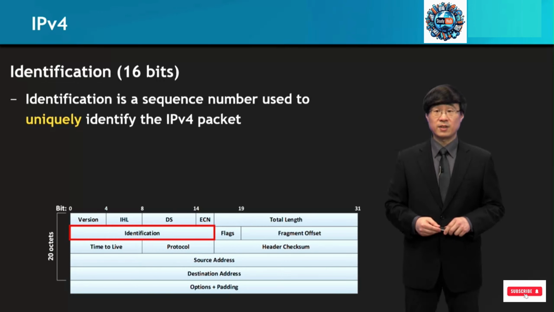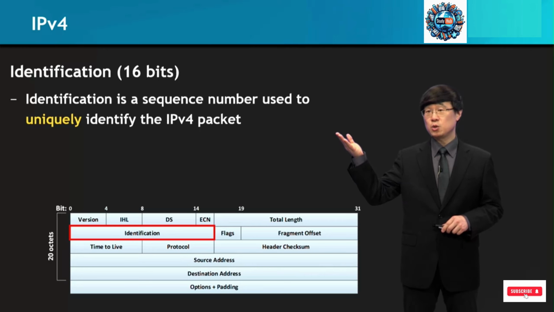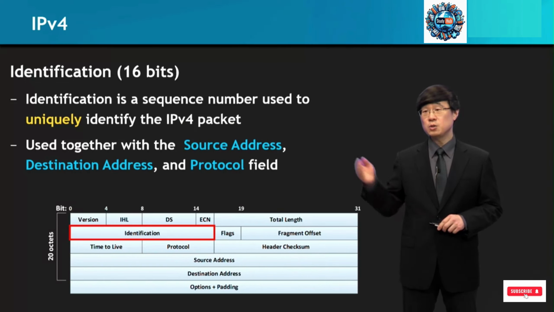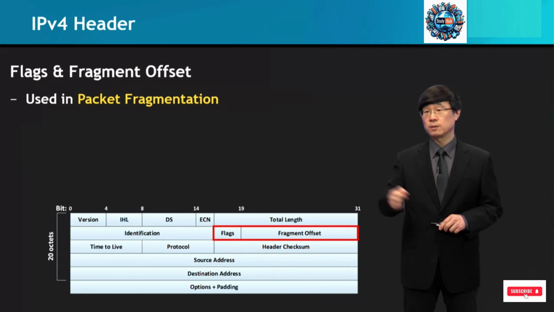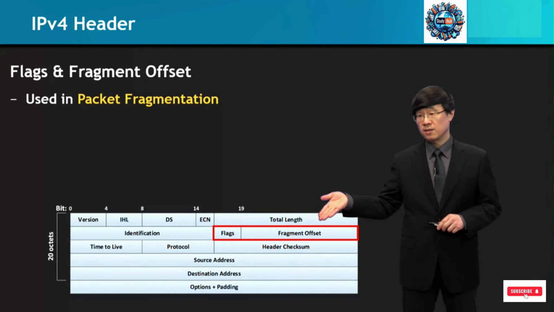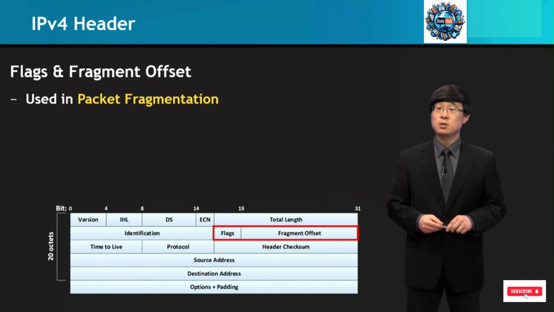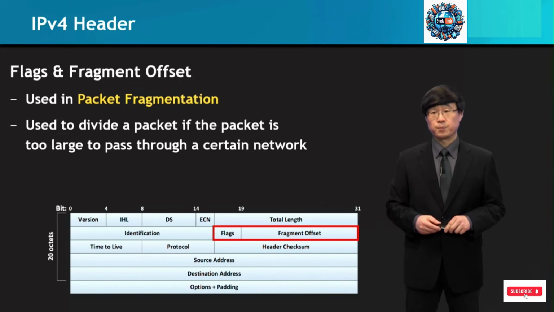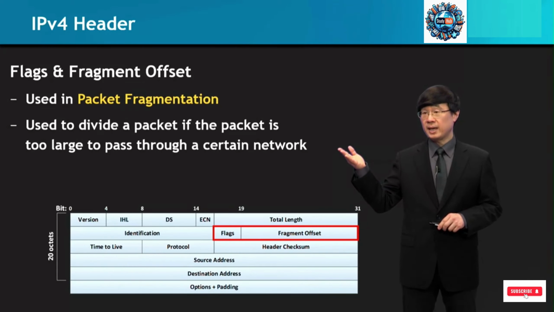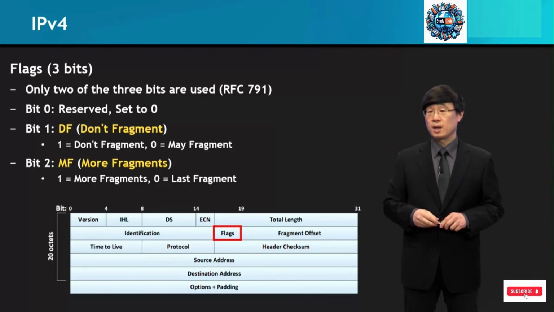Looking into the identification field, which is 16 bits, this is a sequence number used to uniquely identify the IPv4 packet. It is used together with the source address, destination address, and the protocol field. Now, looking down here, you can see the flags and the fragment offset. This is used in packet fragmentation. It's used to divide a packet if the packet is too large to pass through a certain network.